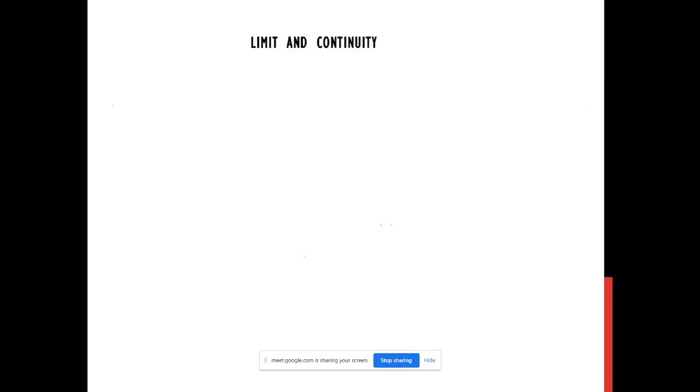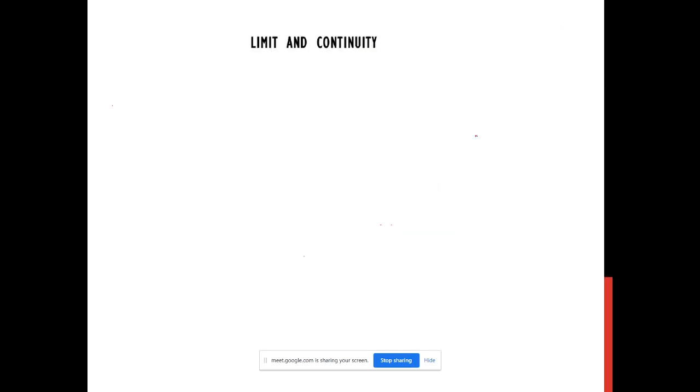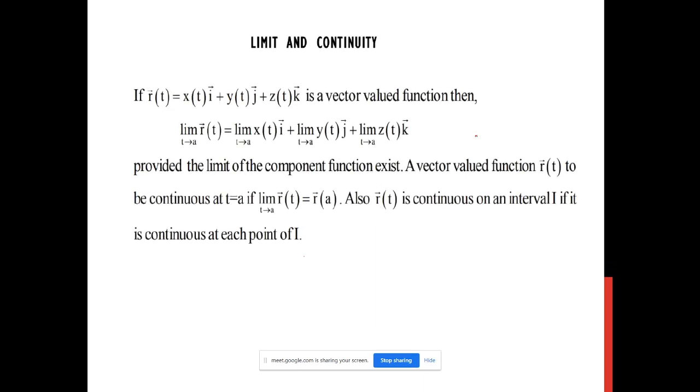Now we will define the limit and continuity of a vector valued function, and also the derivative of a vector valued function. This is very simple because we will use component wise limit and continuity. If you want to find the limit of r of t, we will find the limit of x of t i plus y of t j plus z of t k. That means component wise limit.